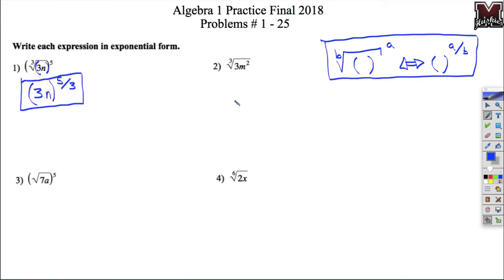Moving on to number 2. It's the same exact rule. So we have our anything inside, this 3m squared. So I'm going to rewrite that 3m squared. That's going to be our base. It's going to be to the power of, oh, look, there's nothing right here. When there's nothing right there, you always assume it's going to be a 1. So 3m squared is going to be to the power of our a. In this case, this a is 1. And it's going to be divided by b, so it's going to be divided by this index, which is 3. So this turns into 3m squared to the power of 1/3. Final answer, box it.